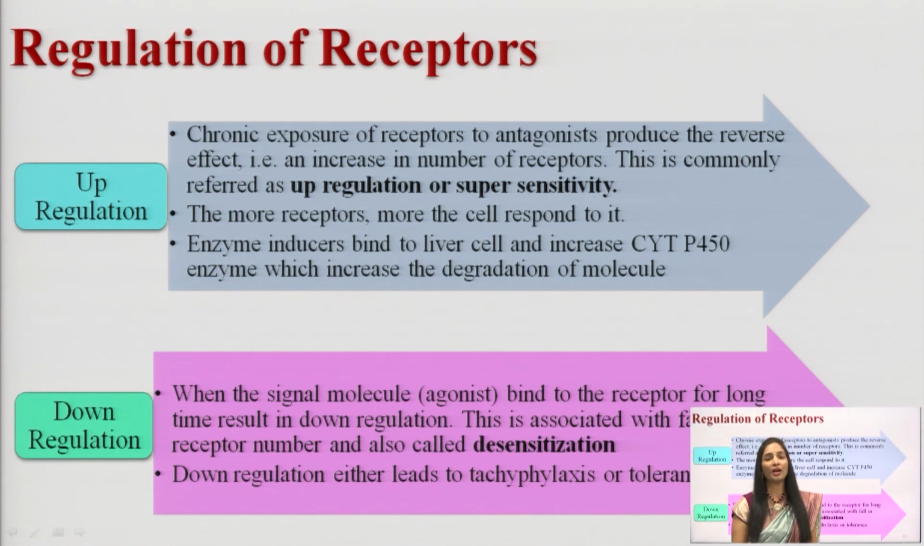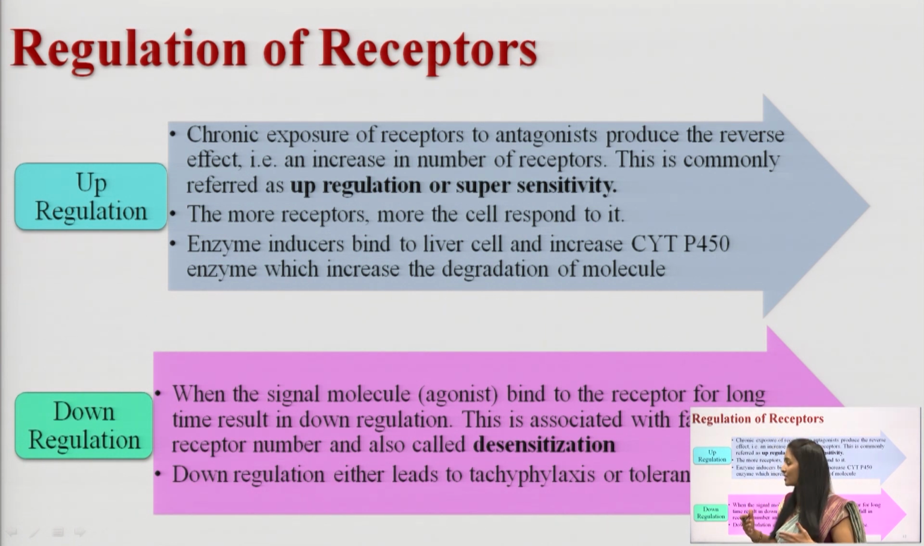And next one, receptor regulation. Here the receptor regulation has been classified into two types, one is upward regulation and the second one is downward regulation. So, what is an upward regulation and what is a downward regulation? First I am discussing the upward regulation. If there is chronic exposure of an antagonist drug to a particular receptor, then you can call it upward regulation, or you can call it supersensitivity of a cell.